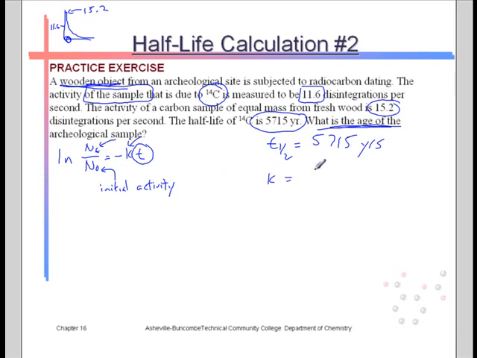If I rearrange the expression, it's simply k equals 0.693 divided by the T 1/2. One thing you really need to watch out for is the units of time on this. In this particular example, they're talking about years in the context of the half-life, and disintegrations per second in the context of the activity. You've got to change the units so they agree. What I chose to do is to change years to seconds, and that gives me a value of 1.802 times 10 to the 11 seconds.